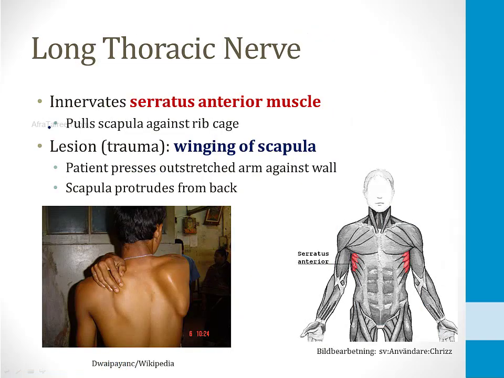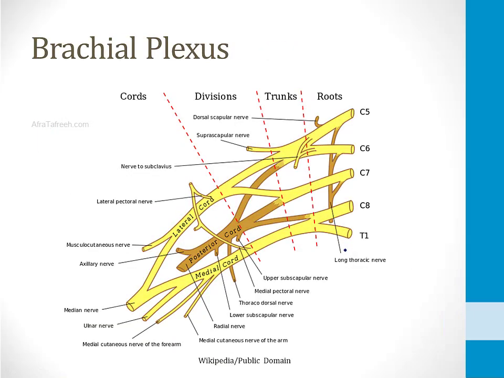I'll finish with this slide on the long thoracic nerve. If we go back to this slide, this is the long thoracic nerve. It derives innervation from C5, C6, and C7, and you can see that it comes off very early in the brachial plexus before the development of trunks, divisions, and cords.